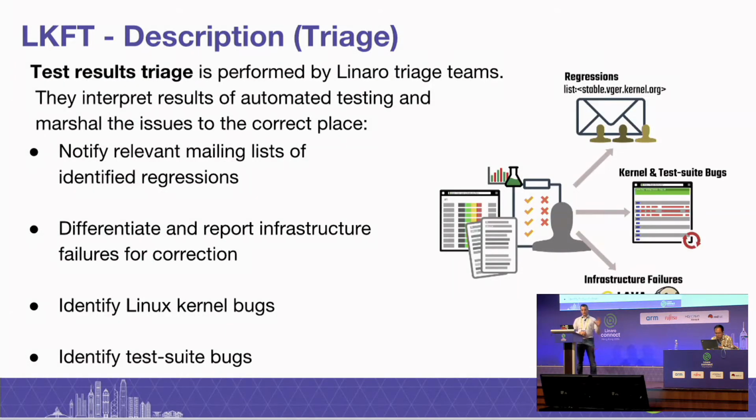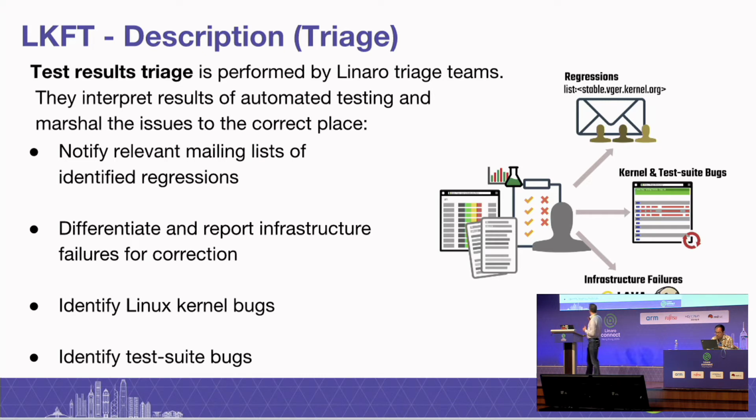And then finally, a lot of the work that Linaro does is actually in the curation process, triaging, going through the results and trying to figure out, okay, what really happened? Was this regression caused by an infrastructure failure? Was it a kernel or test suite bug? And where do we send the results?